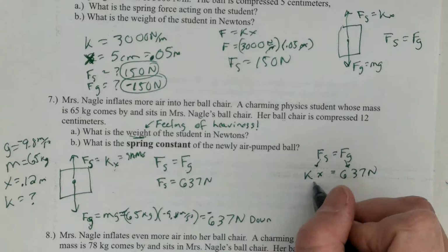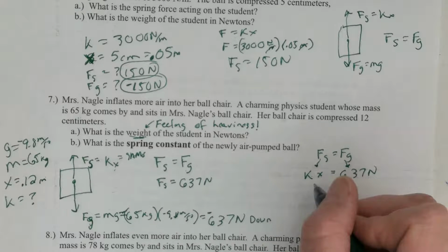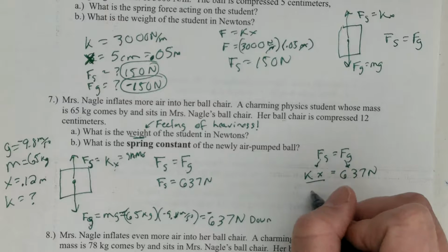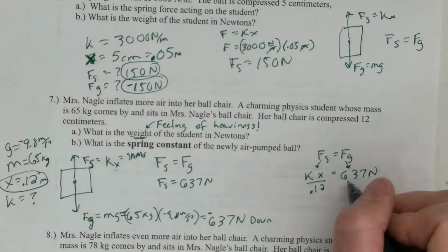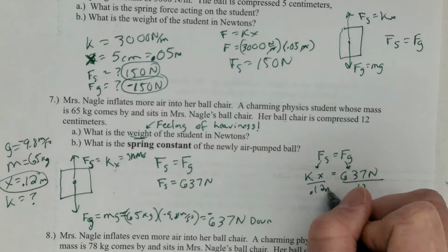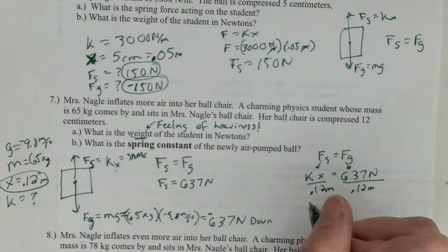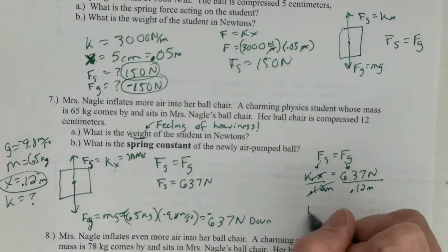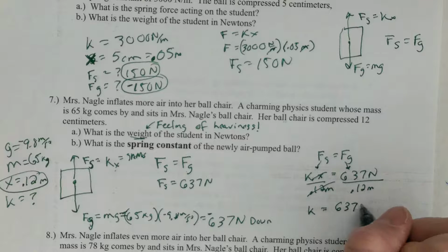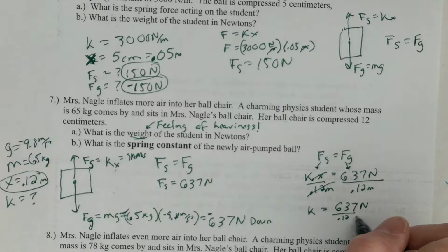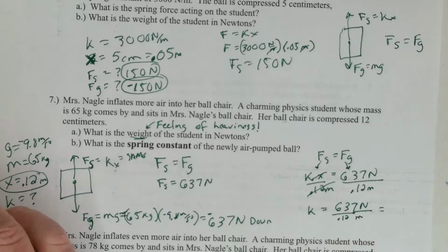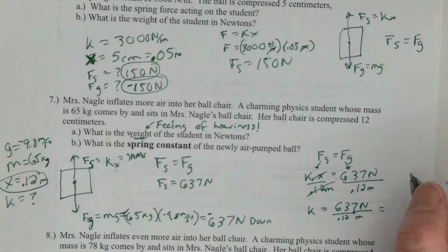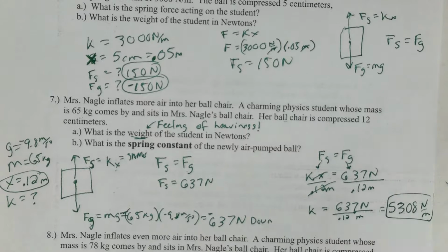So I divide by whatever the x is. What's the x? x is 0.12 meters. Divide by 0.12. So the x's cancel out, and now I'm left with K equal to 637 newtons divided by 0.12 meters. It is a very strong spring constant, and I'm just going to leave it there. Newtons per meter. Voila, there's your K.